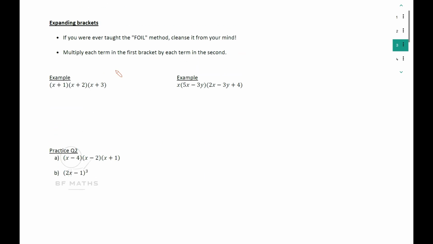Expanding brackets. If you were ever taught about the FOIL method, if you don't know what it means, I think it's front, outside, inside, last. We don't need this method, cleanse it from your mind. Essentially, what we'll do is multiply each term in the first bracket by each term in the second. If you don't know what I'm talking about, ignore it completely. Just multiply brackets like how you normally do.